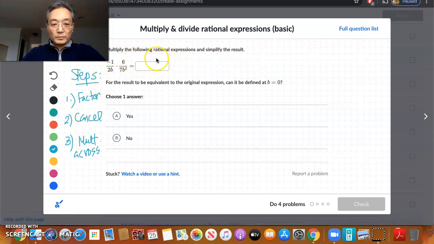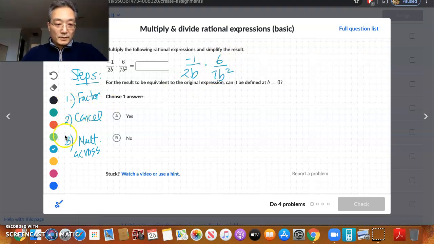Now, it says multiply the following rational expressions and simplify the result. In this case, you can see that we have monomials on the top for both the numerator and the denominator. So when everything is a monomial, there's really nothing to factor. So we're going to go right to the canceling part. I'm going to write -1 over 2b times 6 over 7b squared.